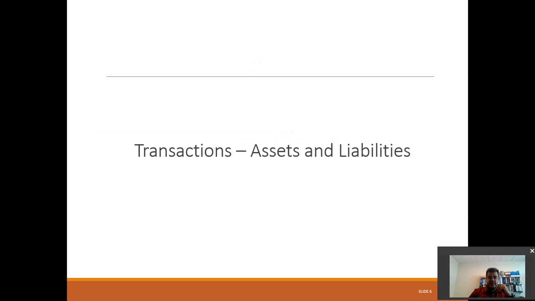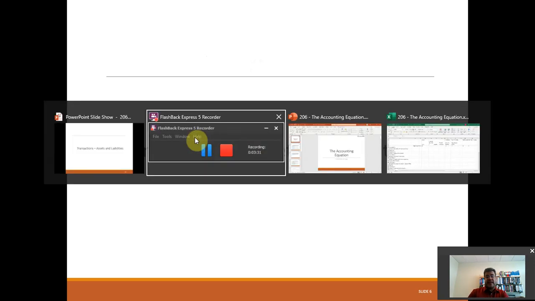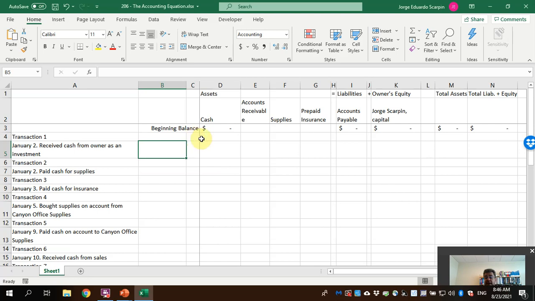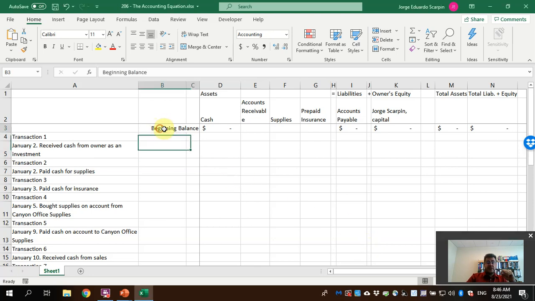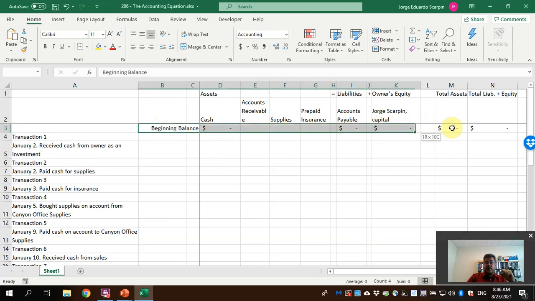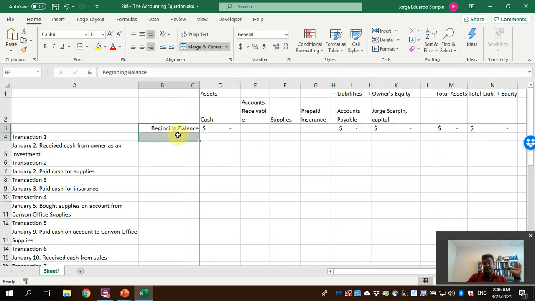So let's see some examples of transactions about assets and liabilities. So let's go to our Excel file. And remember, all our Excel files are free. And the link to download it is in our video description. So let's consider here a very, very new company. This is Scarpin Web Service. So no beginning balance. Beginning balance is nothing.